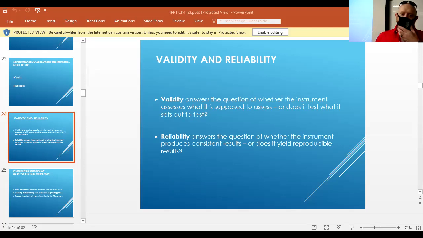Okay. So in order to get good information from your patients or clients when you're talking with them, you need to develop a relationship with the client and gain rapport with them, which is basically just building a relationship. They feel comfortable with you. You feel comfortable with them.